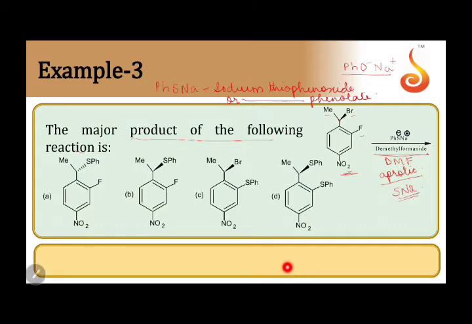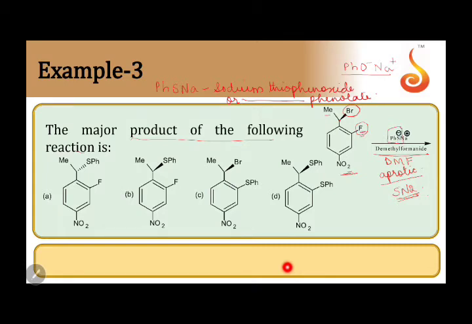Considering all this, let's see our options here. First of all, there are two halogens present on this compound. One is fluorine and the other one is bromine. SN2 meaning nucleophilic substitution. So therefore, it should be replaced by SPh, which is the negatively charged part here, the nucleophile.